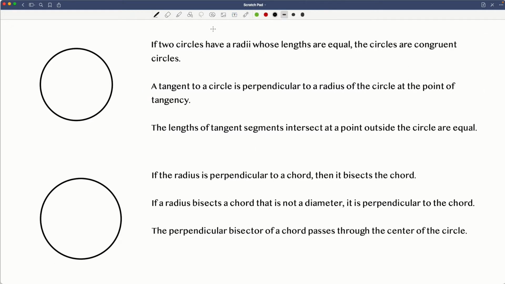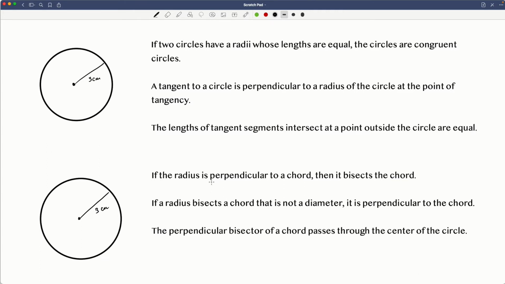So if 2 circles have radii whose lengths are equal, the circles are congruent circles. So that means that if the radius of this circle is, let's say, 3 centimeters, and the radius of this circle is 3 centimeters, then I have 2 congruent circles. That's all you have to have for congruent circles, that the radius has to be the same length, because the length of the radius defines the circle.